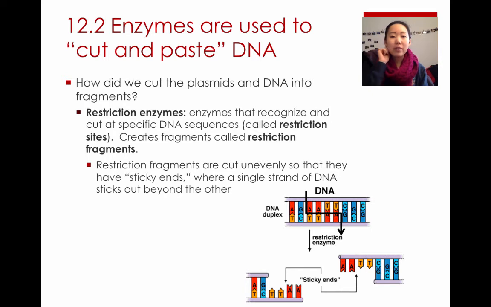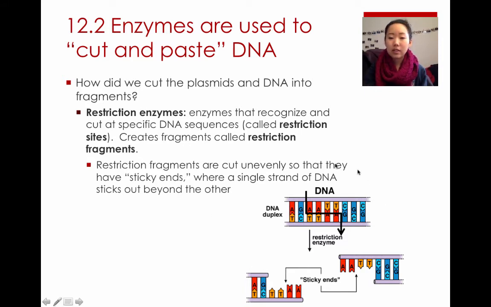Okay, so now you might be thinking, how did we actually cut the plasmids and DNA? How did we do that? We used something called restriction enzymes. Restriction enzymes are very specific kinds of enzymes that recognize a specific sequence of DNA and will cut that DNA sequence as soon as they see it. And so they cut at these specific places called restriction sites. And then when they do that, they create fragments called restriction fragments.